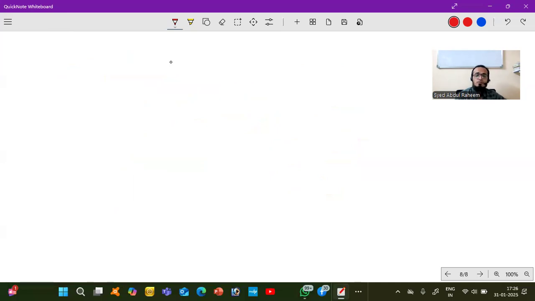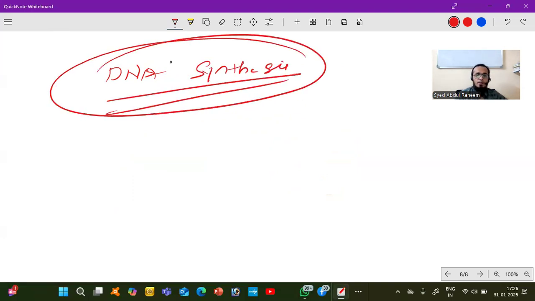The next important function of folic acid is DNA synthesis. Very, very important. Without DNA, no cell will work. Whenever cell division happens, what will happen? We need to divide the DNA also, replicate the DNA molecules also. Okay, so this is very important. So these are the two functions. Other functions are also there, but these are the two very, very important functions.